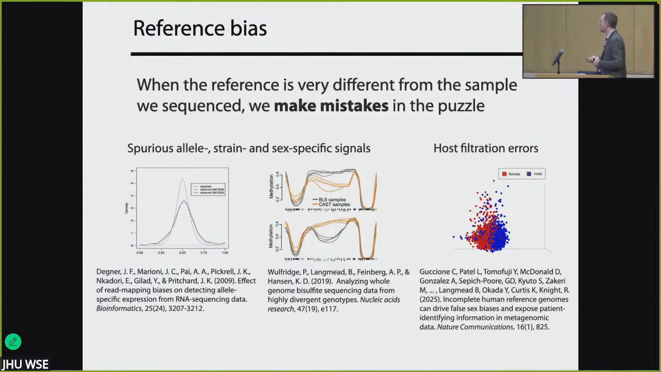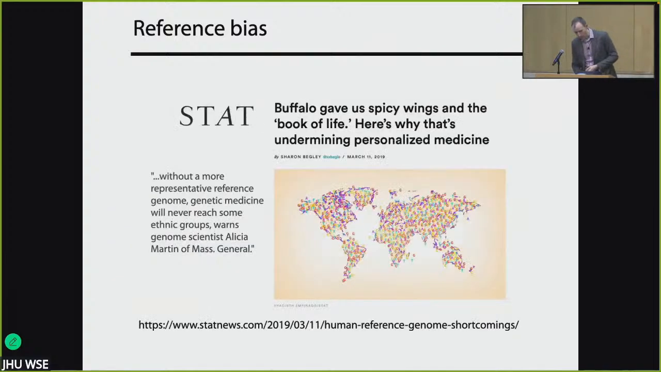In those examples, if you use a single reference genome, like the one from the Human Genome Project, you systematically make mistakes. This has also even been written about in the popular press. Here's an article from Stat that's referencing the fact that the individual who was sequenced primarily in the Human Genome Project was from the Buffalo area. So that's why it's saying Buffalo gave us spicy wings in the Book of Life. It's basically saying not a good idea to keep just using this one person's genome as the be-all and end-all reference for all our work.